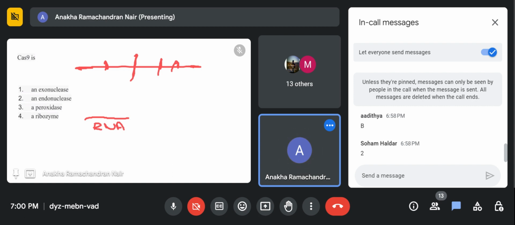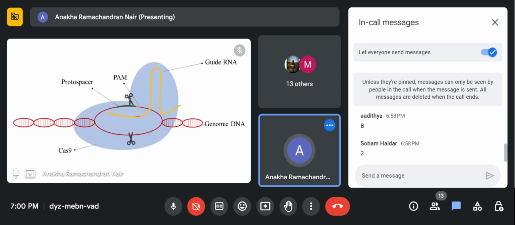Okay, so the correct answer in this case is endonuclease. Like you can see here, this is Cas9. It is an endonuclease in the sense that this guide RNA, once it comes in contact with the Cas9, and this particular sequence of complementarity is there, as soon as it figures that out, it will cut the genomic DNA at that point. Okay, so it is an endonuclease because it is cutting within the DNA itself, not the end. And it is specifically cutting because of the presence of this guide RNA.